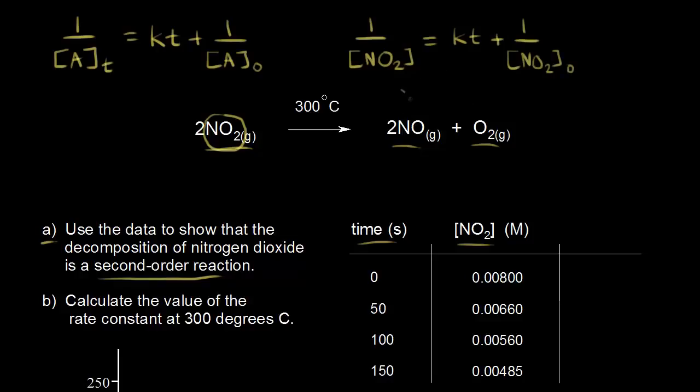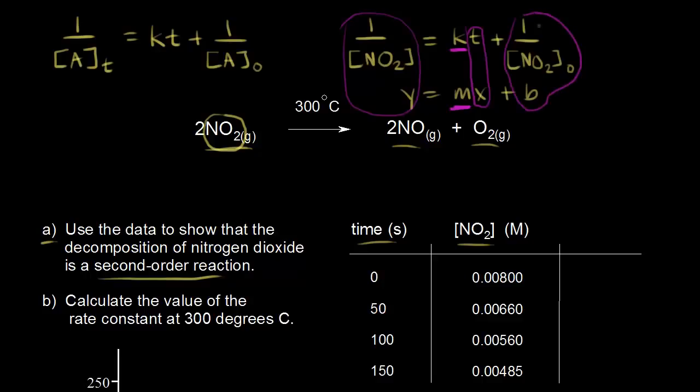And this is in the form of y equals mx plus b. So in the previous video, we talked about if you put time on the x-axis and 1 over the concentration of NO2 on the y-axis, if the reaction is second order, you're going to get a straight line. And the slope of that straight line, m, is equal to the rate constant k. And the y-intercept is equal to 1 over the initial concentration of NO2.